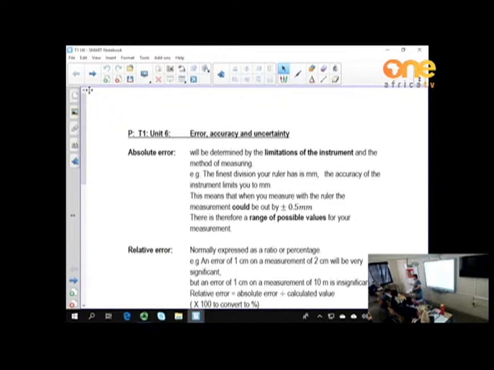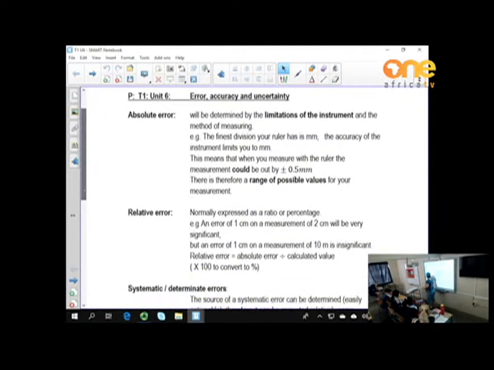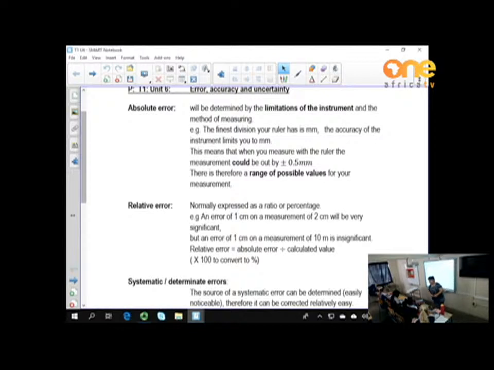Unit 6, error, accuracy, and uncertainty. And once again, it's very similar to what we have done in the chemistry class. What is an absolute error? Yes, due to the instrument. It limits us so that there is always an error on your reading. And the error would be to the closest unit, the smallest unit on your instrument. The finest division on your ruler has millimeters, so the accuracy is to the nearest millimeter. It means that even your reading, if it's given in millimeters, is going to be out by plus or minus half a millimeter up and half a millimeter down. Your answer lies somewhere in between. All right.